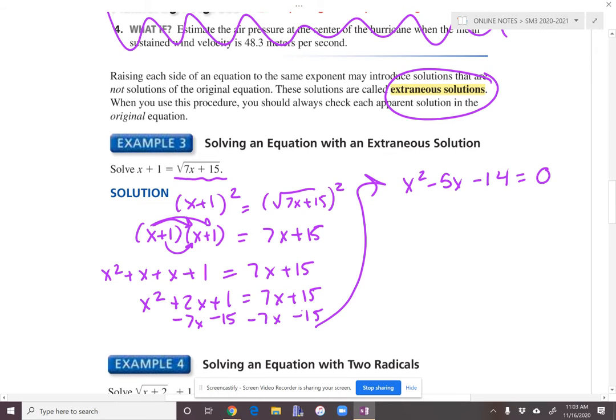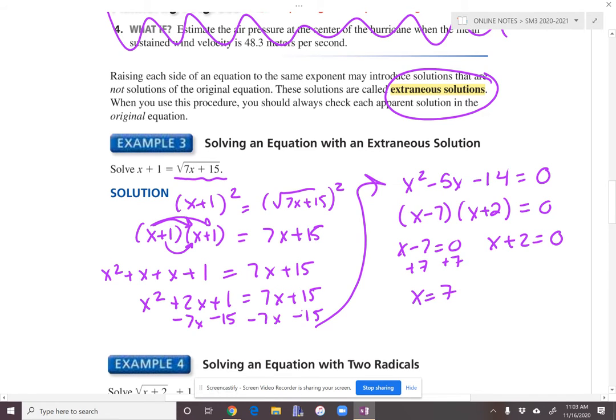And then you need to remember how to factor. So in order to factor this, I would say what two numbers multiply to negative 14 and add to negative 5? And I get x minus 7 and x plus 2. So then I would take each of those factors and set it equal to 0. That's how we solve by factoring. You learned it last year. We've done it a little bit this year. Okay, I add 7. I get x equals 7 and x equals negative 2.